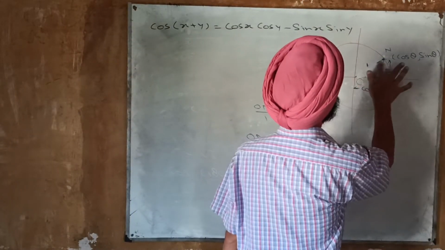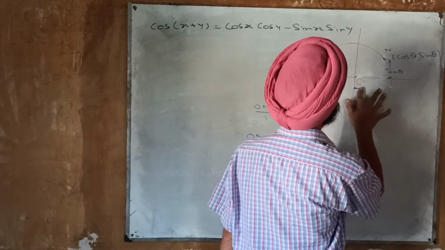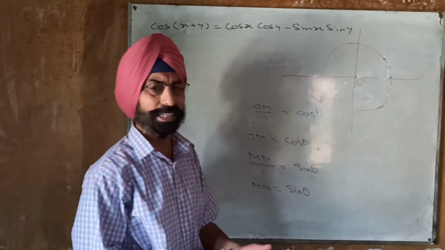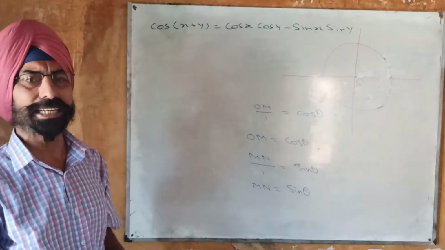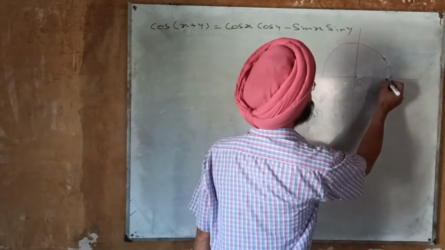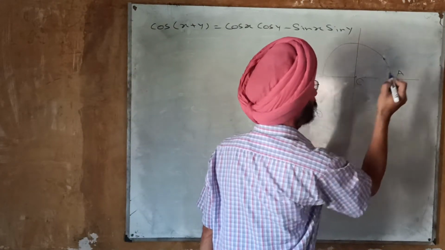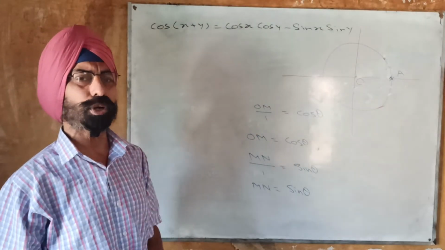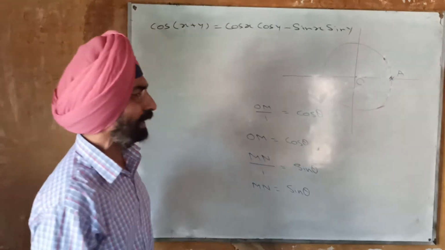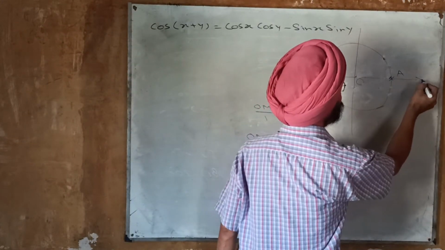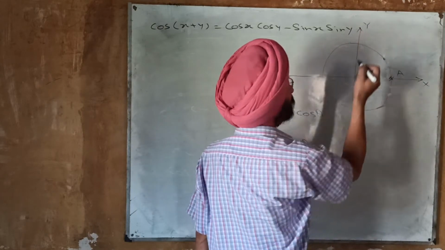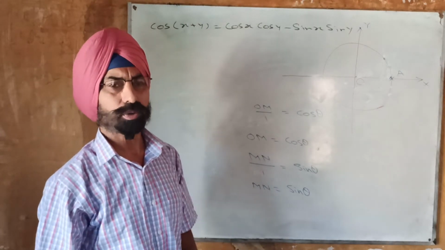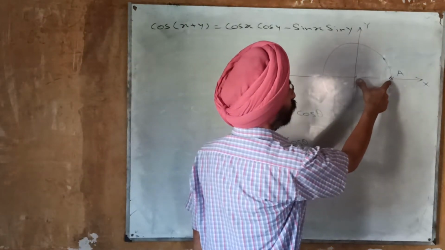And now I am going to the proof. I am moving to the proof of this identity. That means cos of x plus y is equal to cos x cos y minus sin x sin y. So let there be a point A. If I talk of the coordinates of the point A, what will be the coordinates of the point A? It is very easy. The point is lying on the x-axis. This is your x-axis. This is your y-axis. If a point is lying on the x-axis, then its y-coordinate is automatically 0. And what is the x-coordinate? It is the distance of the point from the origin.